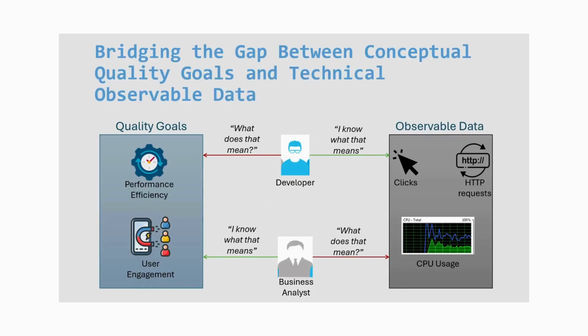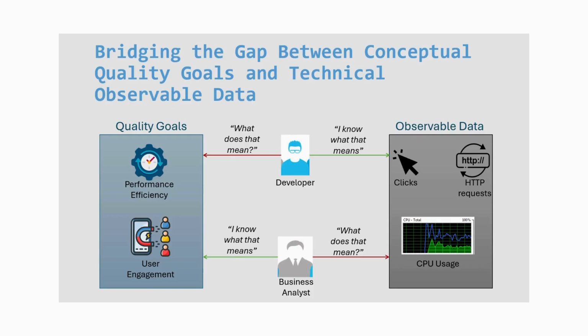Quality goals such as performance efficiency or user engagement are usually defined in broad conceptual terms. However, in order to assess these goals, usually we would have to collect, let's say, technical data that could be observed from the application, such as CPU usage statistics or click events and HTTP request counts, for instance. So this disconnect between these two worlds creates a challenge for us.